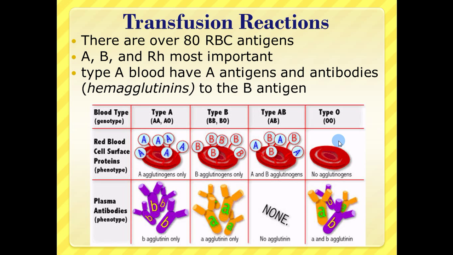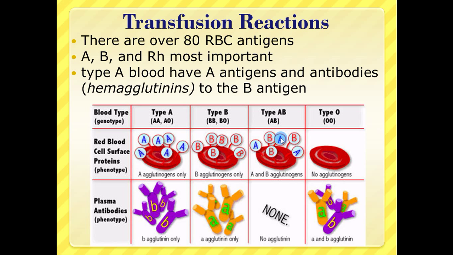Right? So with transfusion reactions, there are actually over 80 red blood cell antigens, but we grouped them into A's, B's, and then RH. So you either have the antigen for A, the antigen for B, or the RH antigen. And there are different combinations too. So if you have type A blood, that means you have the antigen for type A. You make an antibody that fights type B, so you can't get type B blood in you. If you have type B blood, you have an antigen on your blood cells that's B. So you make a type A antibody that attacks type A blood.